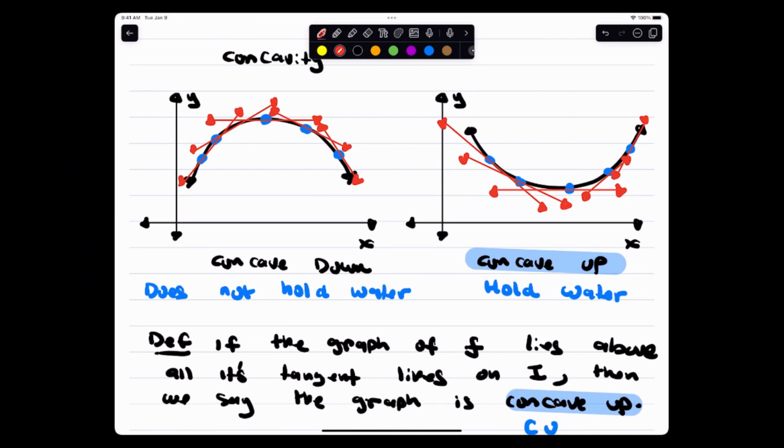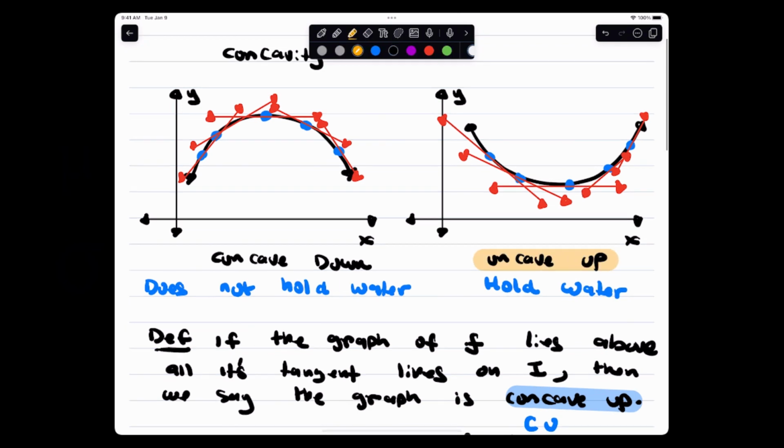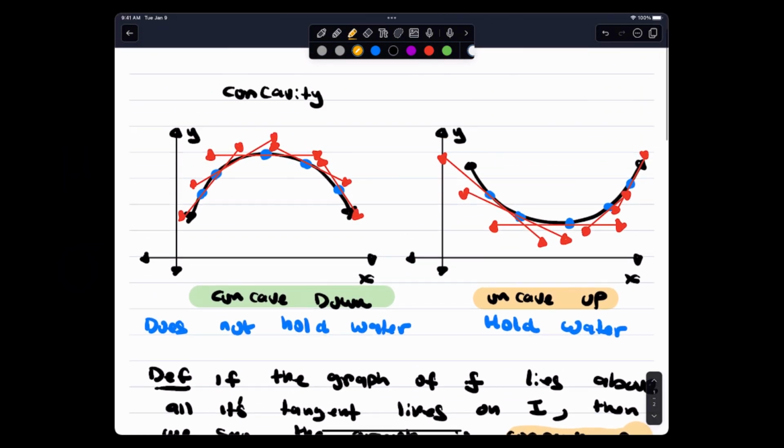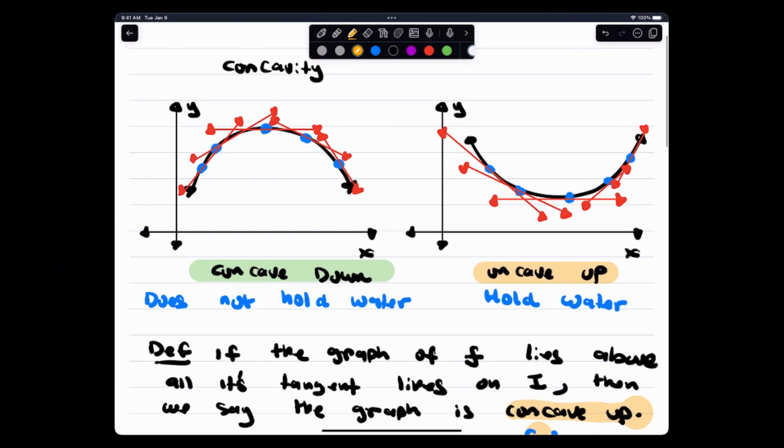All right, you guys okay with that? Easy peasy lemon squeezy? Remember, holding water and then what? Not holding water. I don't know, maybe we'll change colors here, right? Concave up is orange. Concave down will be green. Hold water, not holding water. This is called concavity, ladies and gentlemen.